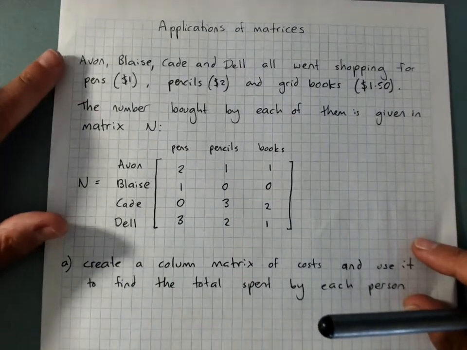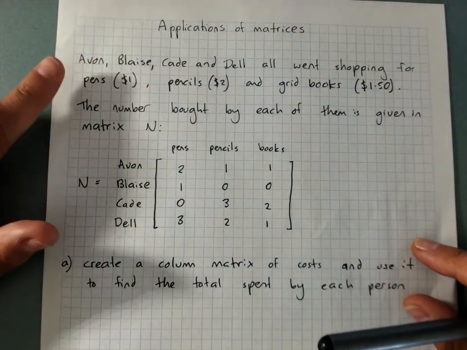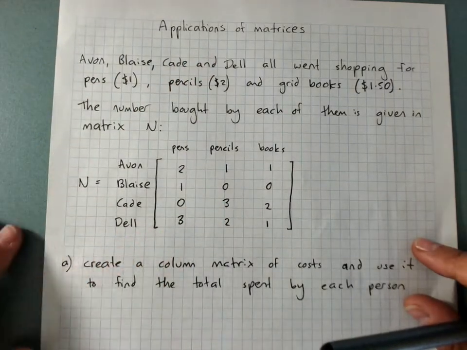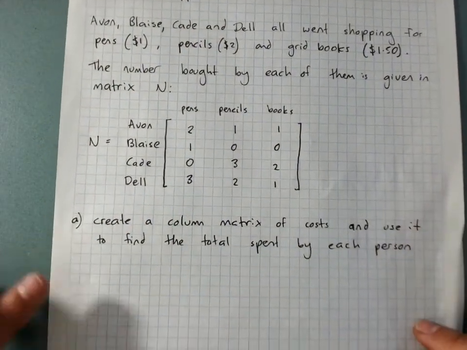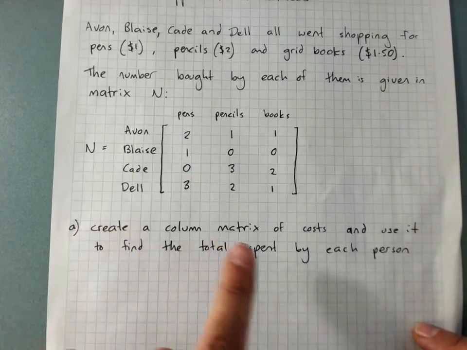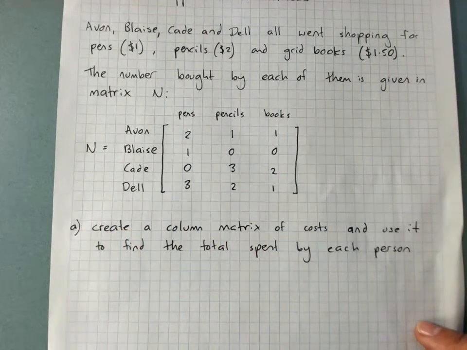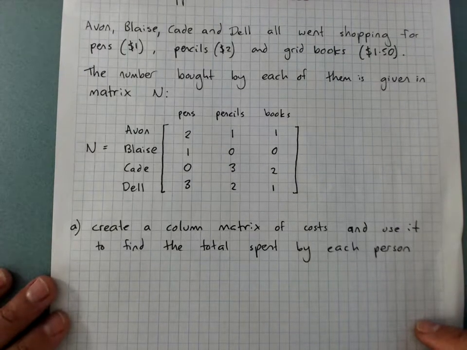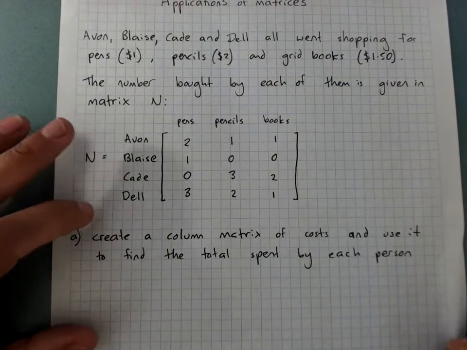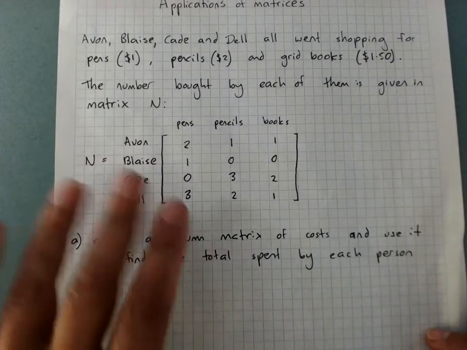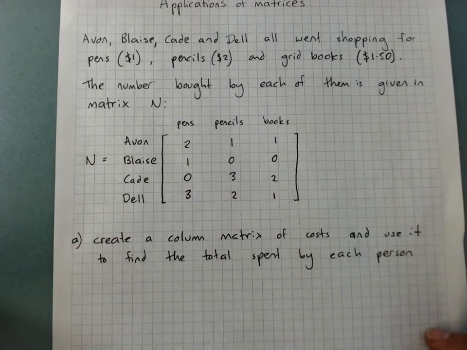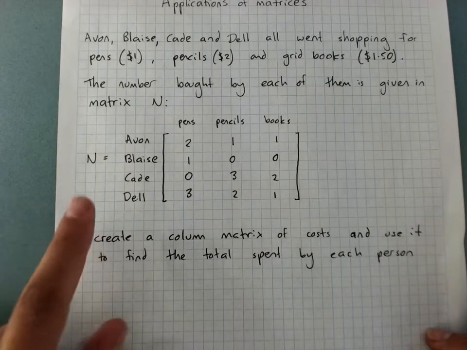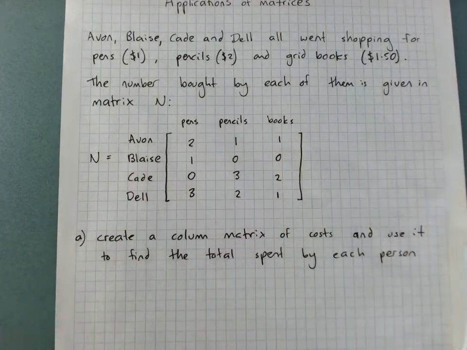So we've got this information about 4 people buying pens, pencils and grid books. The number each of them bought is given in this matrix. And it has asked you to create a column matrix of costs and use it to find the total spent by each person. Now, you'll do this with your graphics calculators because this is a big matrix multiplication, but we need to know how matrix multiplication works. Check the order of this one.